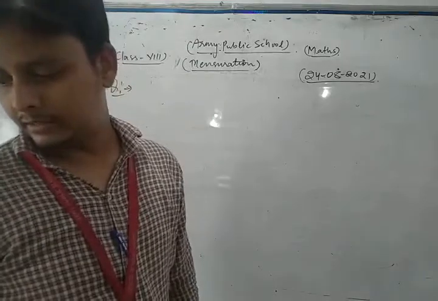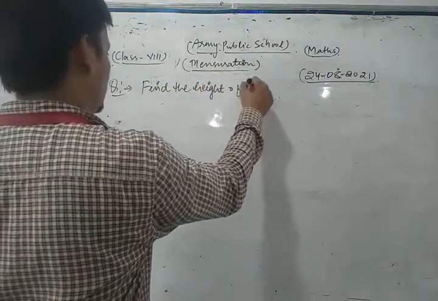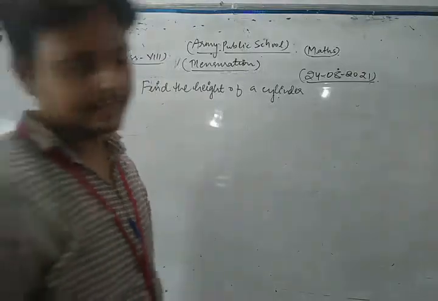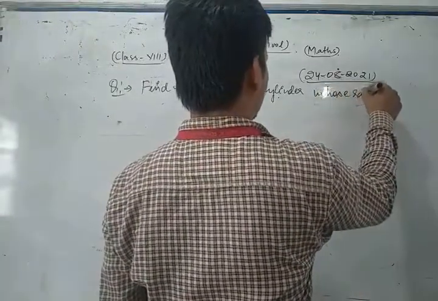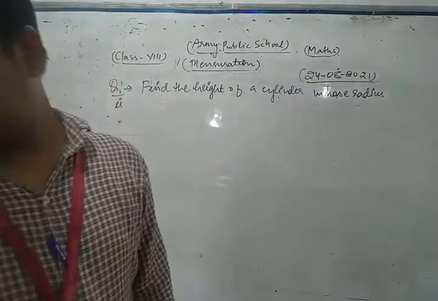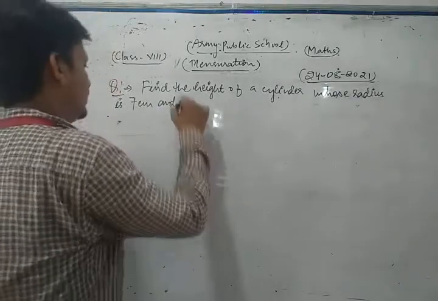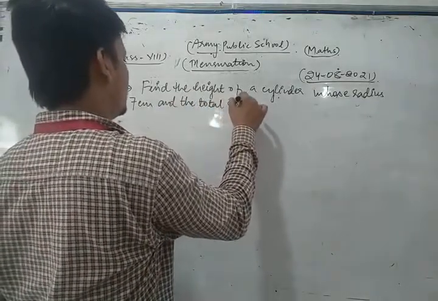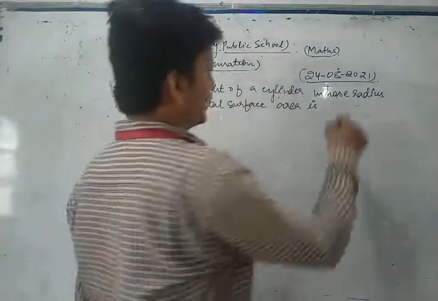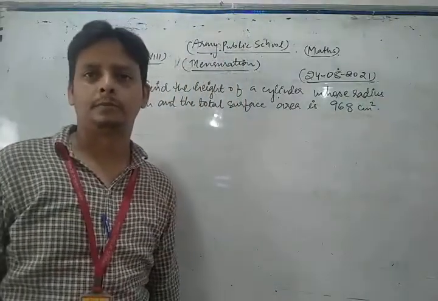And the question is: find the height of a cylinder whose radius is 7 centimeter and the total surface area is 968 centimeter square. This is a very important question.